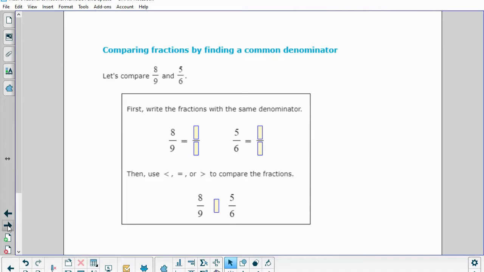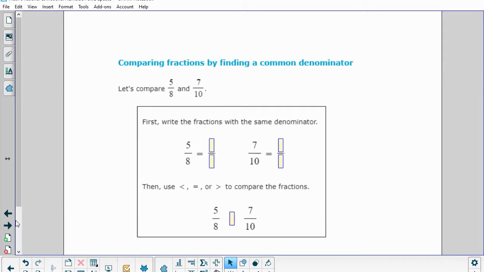Some of the other things that we might be doing is comparing fractions by finding a common denominator. So let's do that. So we've got 8 ninths and 5 sixths. We notice that the common denominator between those two is probably going to be 18. So I'm multiplying the top and the bottom of each fraction by a number that will give us that common denominator of 18. And in the first one, we end up with 16/18. In the second one, we end up with 15/18. And so we notice that the first one is slightly bigger than the second one, so we do greater than.